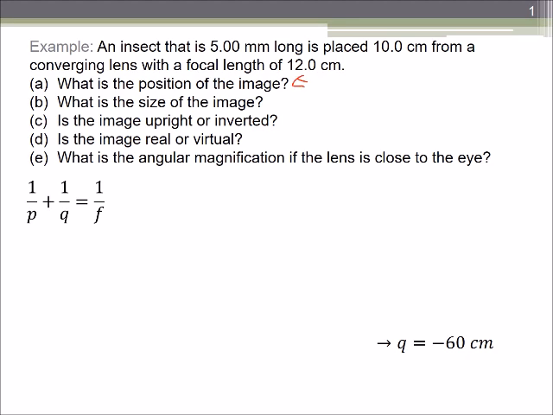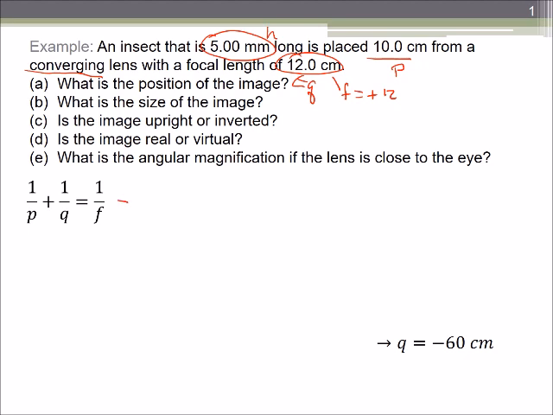So the first part of the problem is pretty much like what we've done before in the lens chapter. What's the position of the image? We know that the insect is 5 millimeters long, that's H, and placed 10 centimeters from a converging lens, that's P, and a focal length of 12 centimeters. F is equal to plus 12 centimeters because we know it's a converging lens, and converging lenses have a positive focal length. It's asking us to find the position of the image, which is Q.